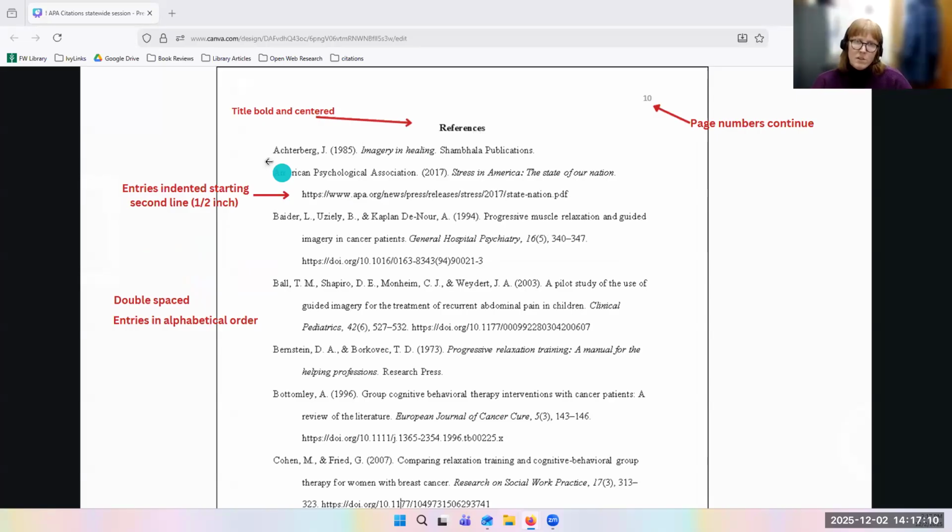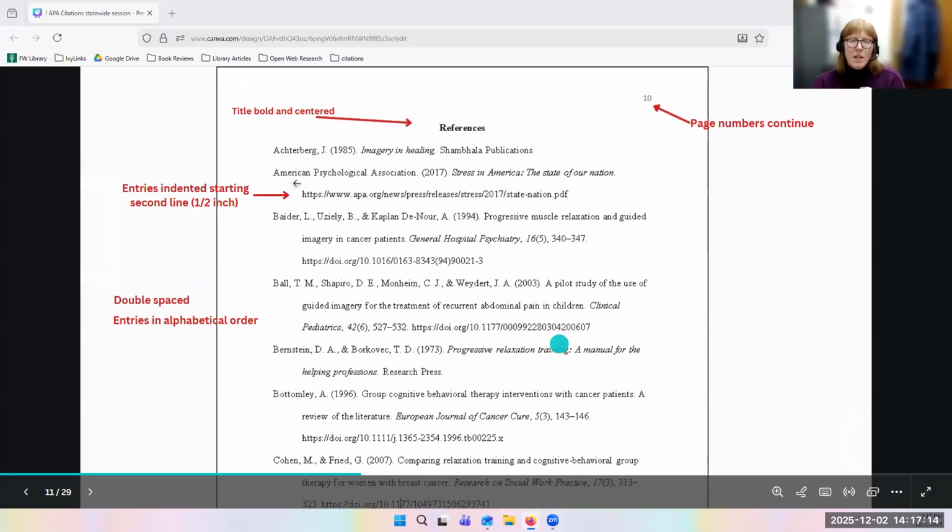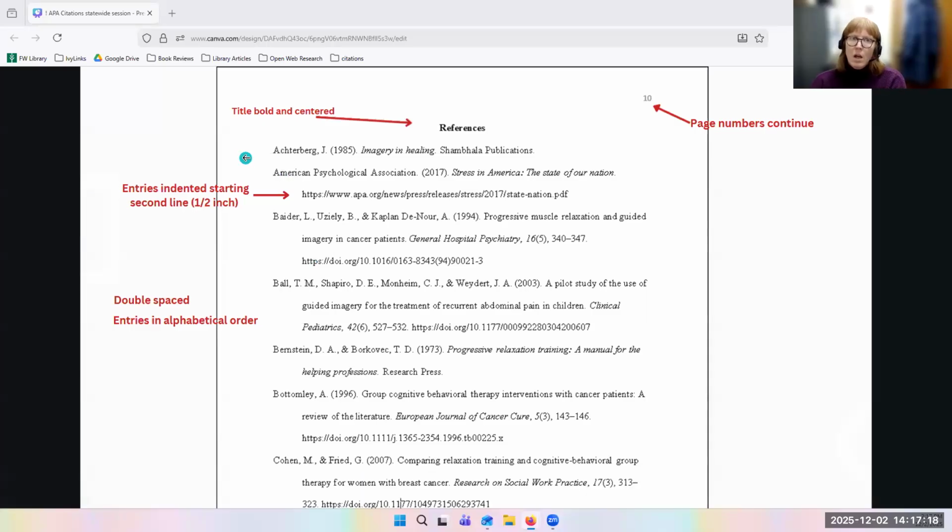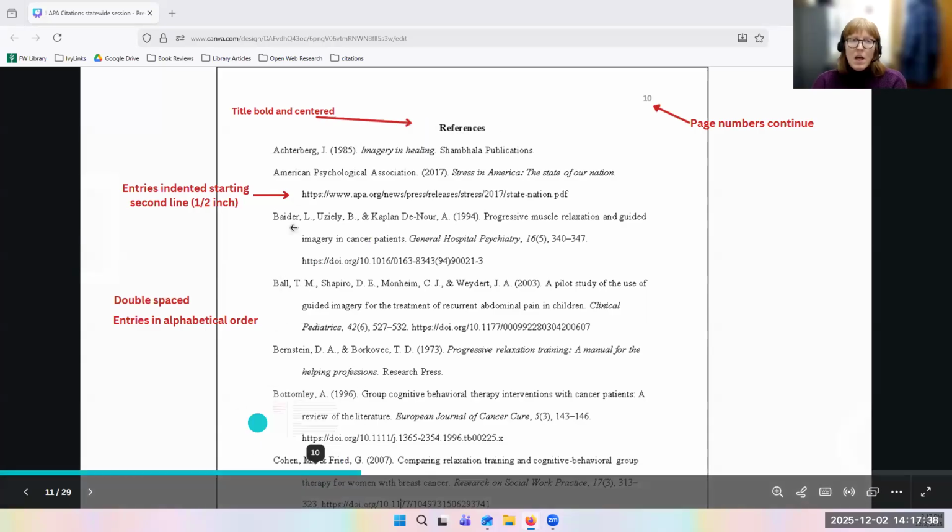When I say the reference page citation, this is what I mean, right? This will show all of the sources that you have referenced in your paper, everything that you cite in your paper. It needs to go as a reference at the end of this page right here. Okay, so we have our references word title in the middle, and then we are double spaced again.